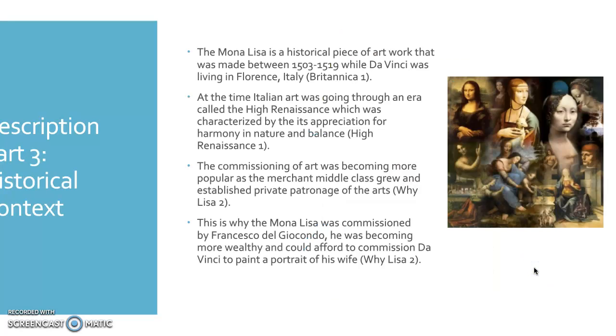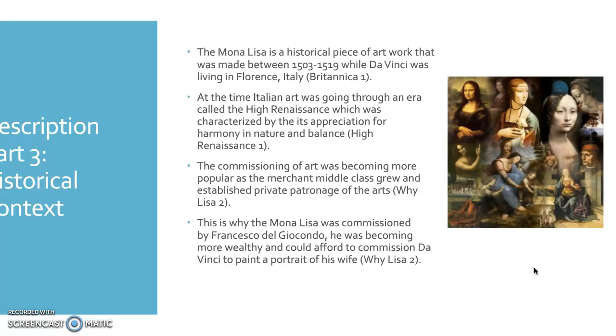Description: historical context. The Mona Lisa is a historical piece of artwork that was made between 1503 to 1519 while Da Vinci was living in Florence, Italy. At the time, Italian art was going through an era called the High Renaissance, which was characterized by its appreciation for harmony in nature and balance.